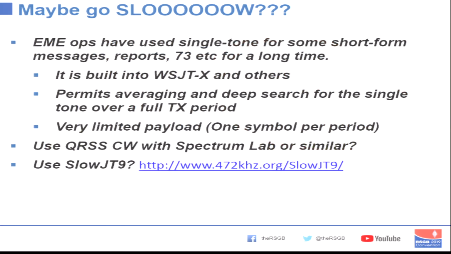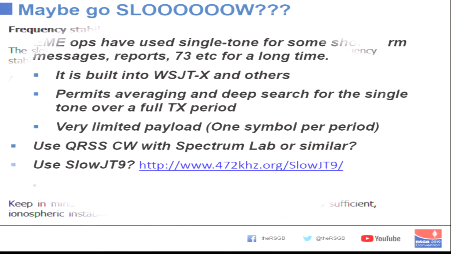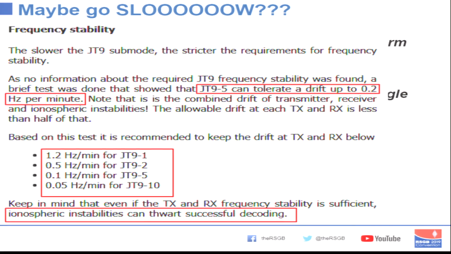Can we use slow JT9? Well, short answer to that is no. And the reason for that is that I think in the documentation, it says important things like it can tolerate a drift of up to 0.2 hertz per minute, or 0.05 hertz per minute for JT9-10.